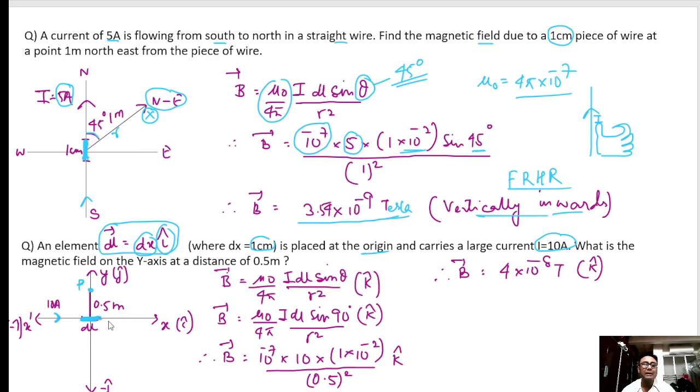This is the current flowing like this, and we want the magnetic field at this point. So what is the formula? The formula is mu0 by 4 pi, I dl sine theta.